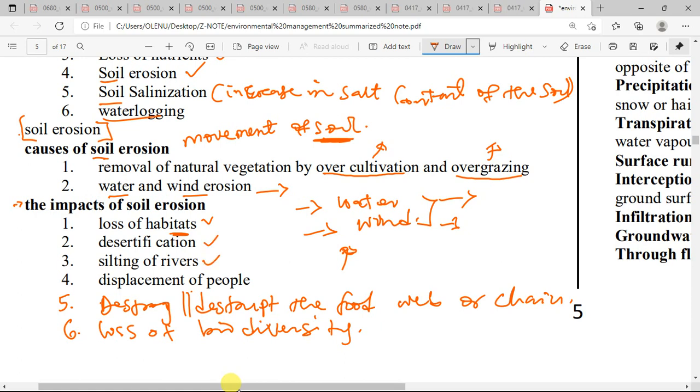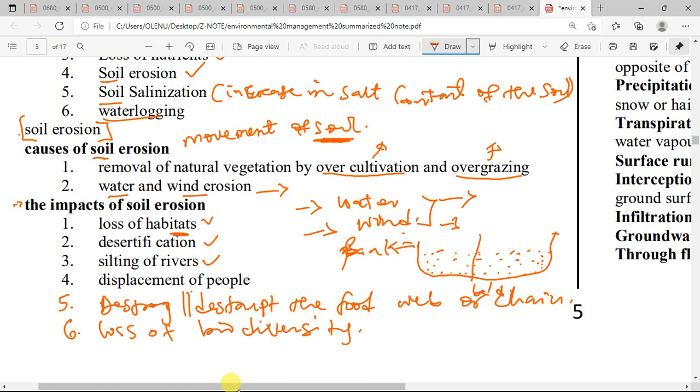What this means is once this soil is being transported, it is deposited somewhere. So if the depth of a river is this, let's say this is the bank and this is the bed of the river, bank and bed. So once soil is eroded, it gets deposited inside this river. Over time, it will form layers upon layers. So this is called silting of the river.